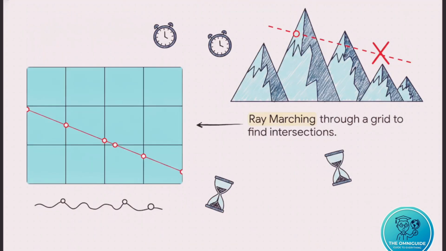Now, one very common solution to this is called ray marching. Instead of testing everything, the engine advances a ray in fixed steps across a grid, sort of stepping a line forward bit by bit. At every single stop, it asks, "Hey, did I hit the ground yet?" But it's a really dangerous balancing act. If your steps are too small, the math takes forever. But if your steps are too large, the ray might completely jump over a thin mountain peak, entirely missing a crucial piece of the landscape.